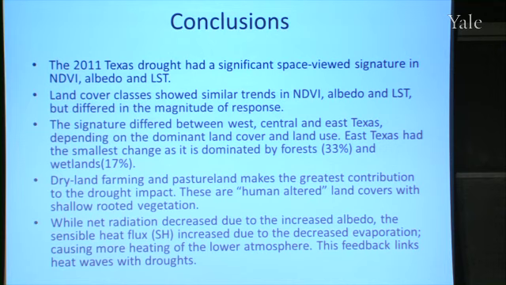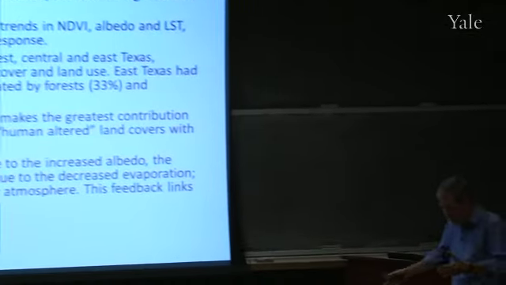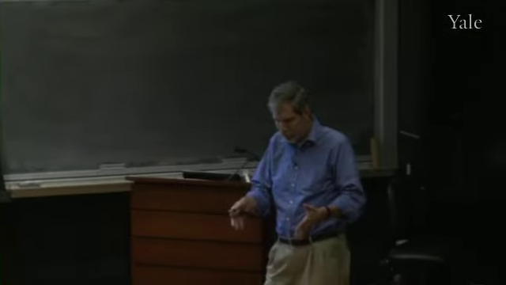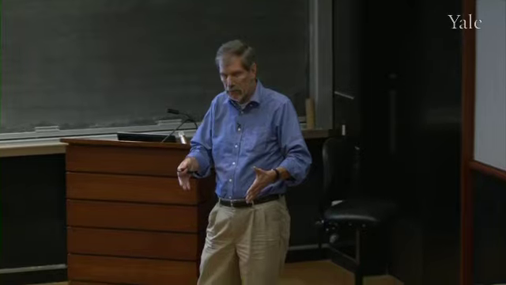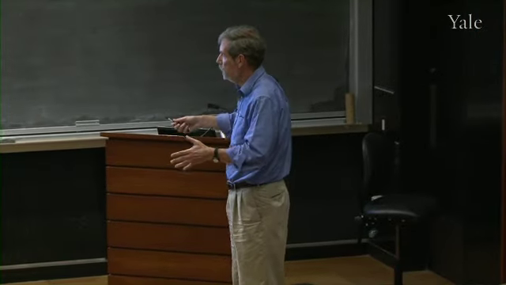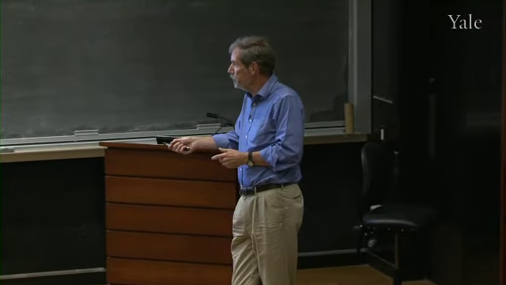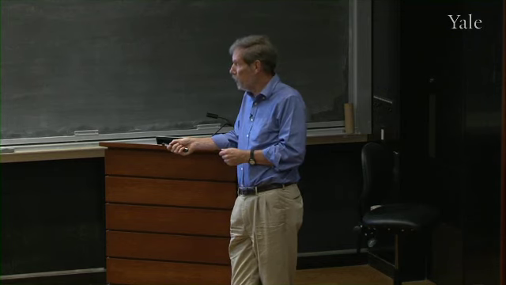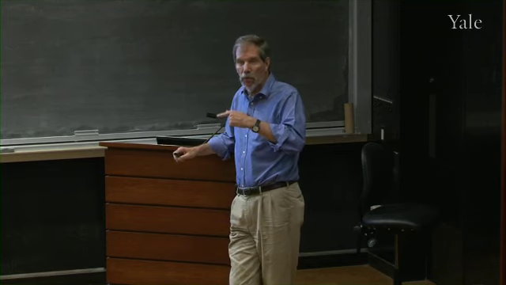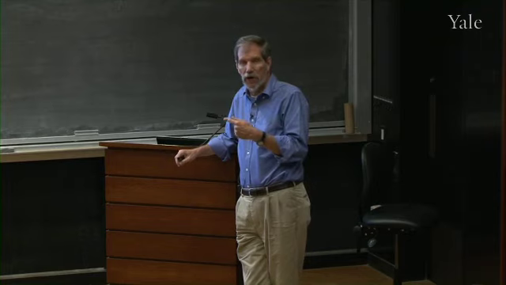Dryland farming and pasture land makes the biggest contribution. Note that these are both human-altered landscapes. So what we found is that when you go into an area and you take an area that was forest, or you take an area that was dry shrub grassland and convert it to farming or pasture or grazing, you make it more sensitive to drought.